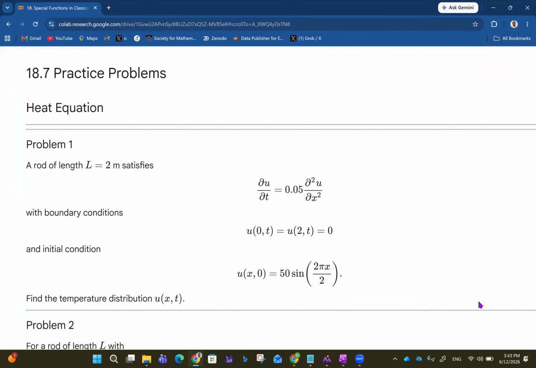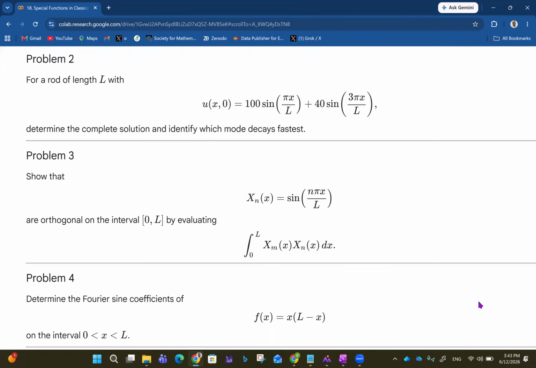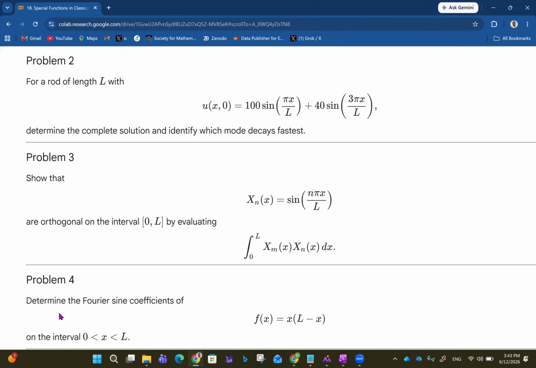Of course, I'll be solving problems 4 and 20. So here we can see 2 and 4. I'll be solving to determine the Fourier sine coefficients of f of x equals x times L minus x on the interval 0 less than x less than L. That's the first problem I'll be solving.